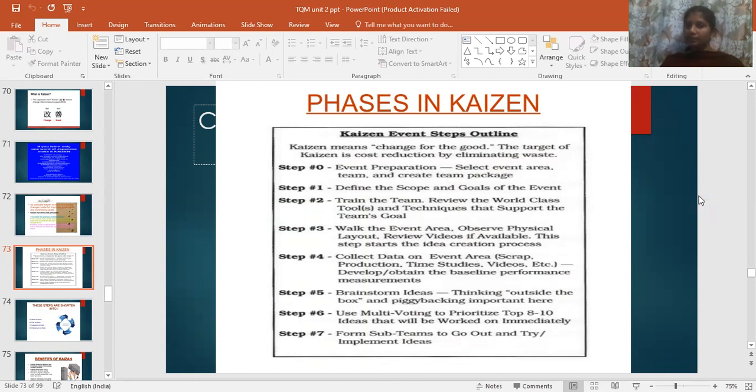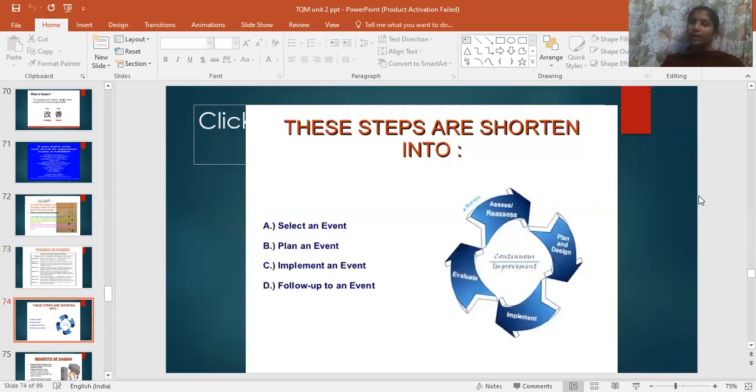Then train the team, then work the event area, then collect the data on the event area, then brainstorm the ideas, then use multi-voting to prioritize top ideas that will be worked immediately, then form a sub-team to go out and try and implement these ideas. In short, we can put this process as: first we select an event, plan for the event, then implement it, and then make a follow up.